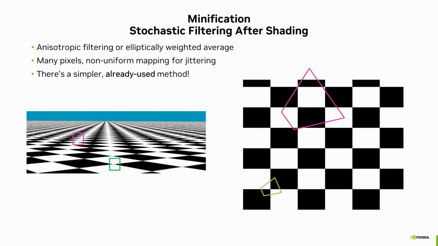And we could use either of those approaches for minification by finding pixel extents in the texture space and using either trapezoid jitter or, for example, elliptically weighted averages. However, computing this mapping is rather costly and unnecessary. There is a much simpler method already used in practice and in production.